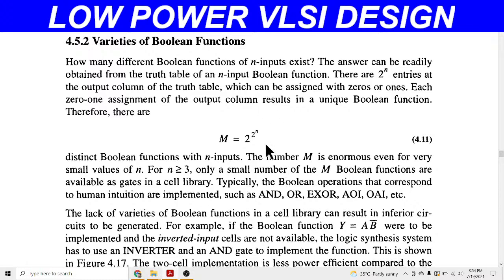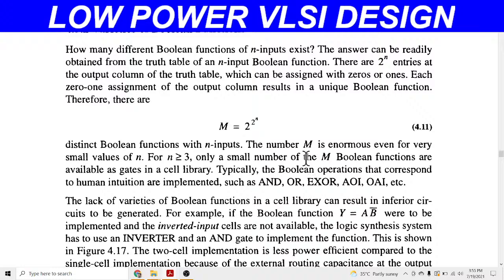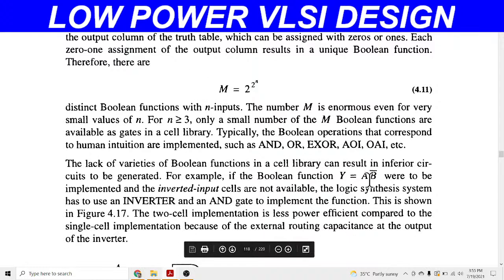Okay, and when we increase this n, definitely the number of Boolean functions will increase. So it is not possible for the library to add all the Boolean functions. Suppose we know that for 2-bit gates there are 16 functions. If the inputs are A and B, the Boolean functions are A bar, B bar, A B bar, A bar B, A B bar plus A bar B, and so on. So all these are Boolean functions.